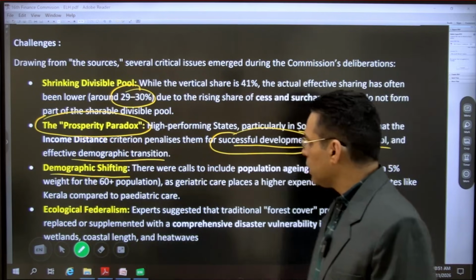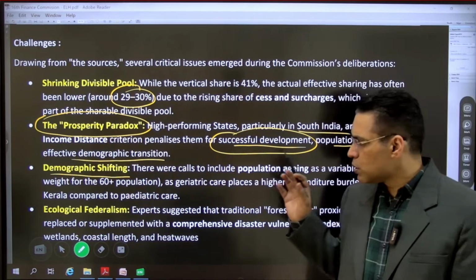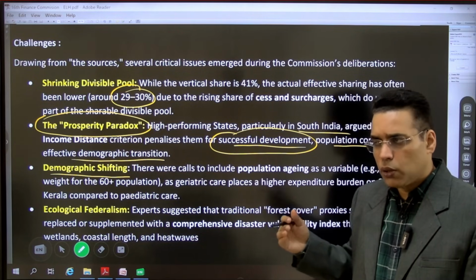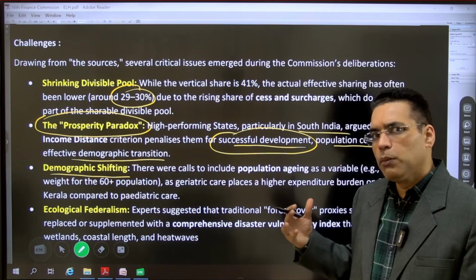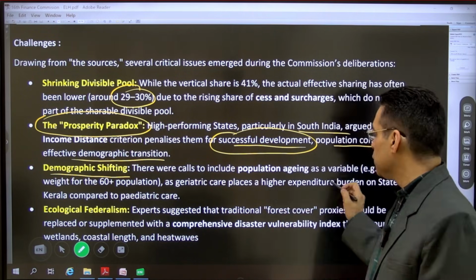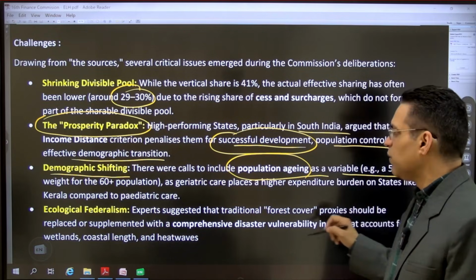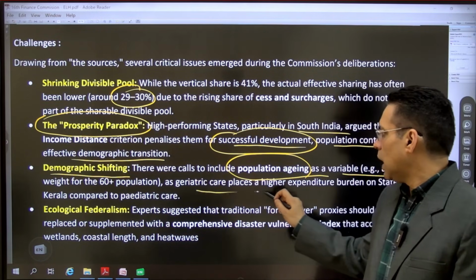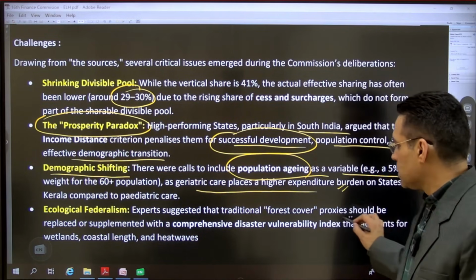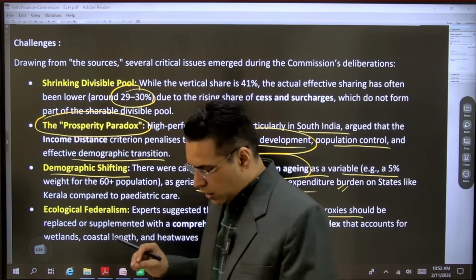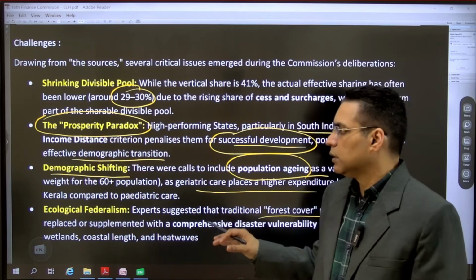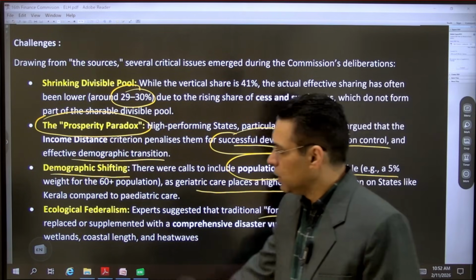Then demographic shifting. Another concern is that the states where the population is stabilizing or going down say that we are facing a problem of less population in the future, but at the same time our population will be aging. Aging population means that we need to take care of the older population. That will happen in the next 5-10 years. And of course ecological federalism, where the concern of the states which have done well on sustainable development is that their consideration should also be taken into account.